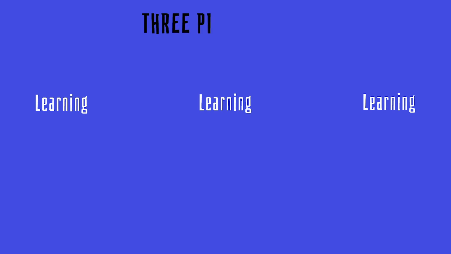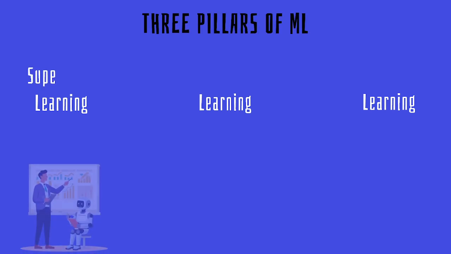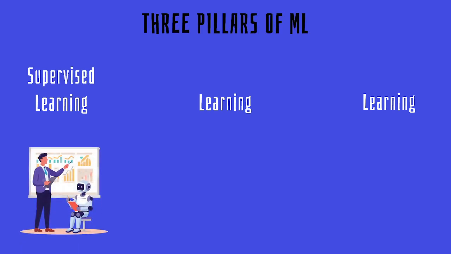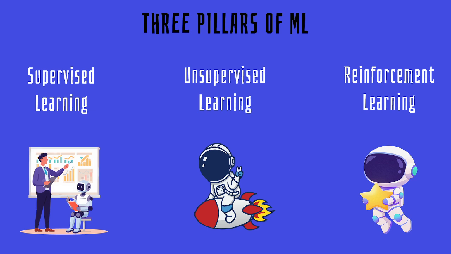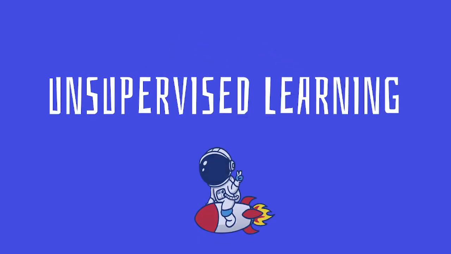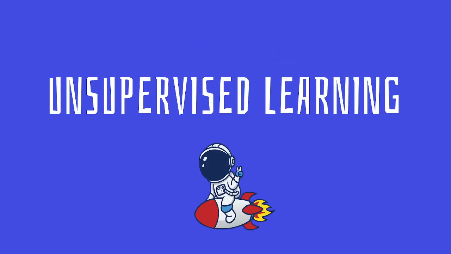Now we know that there are three types of machine learning: supervised learning, unsupervised learning, and reinforcement learning. In the last video, we talked about supervised learning. Now, in this lecture, we will study unsupervised learning. So let's get started.